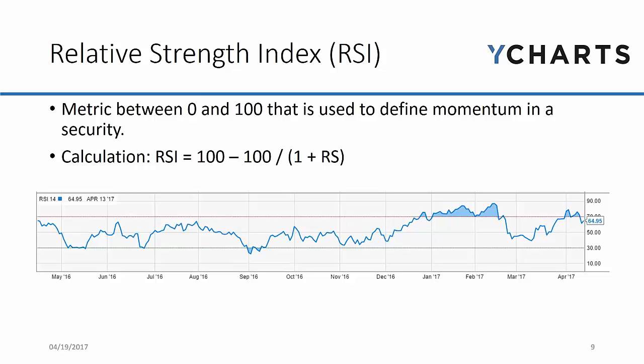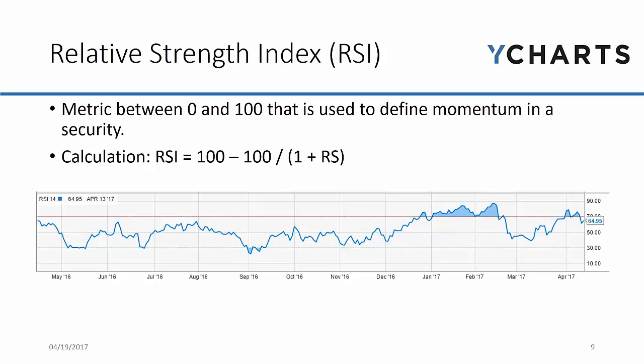So it's a great momentum indicator. As you can see on YCharts, the RSI highlights above 70 and below 30, since above 70 is indicated as an overbought condition and below 30 is indicated as an oversold condition.